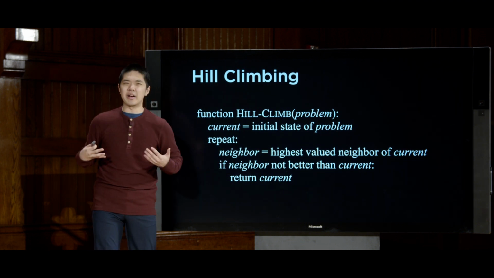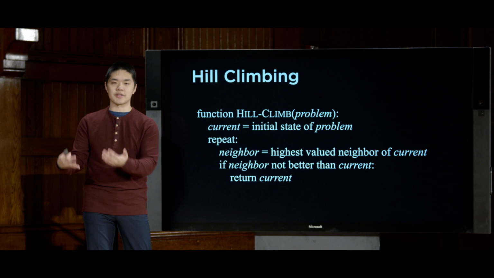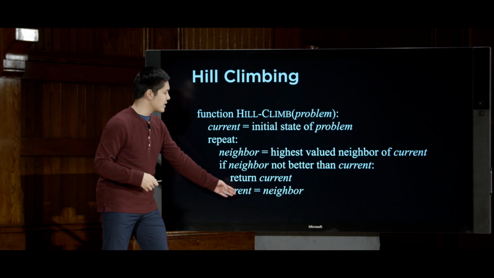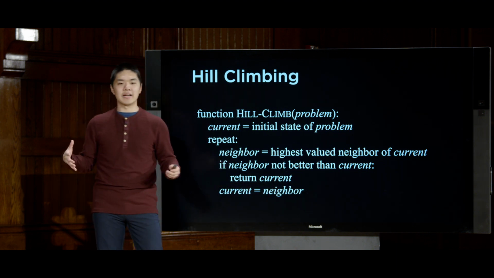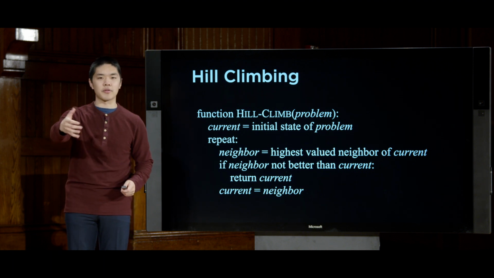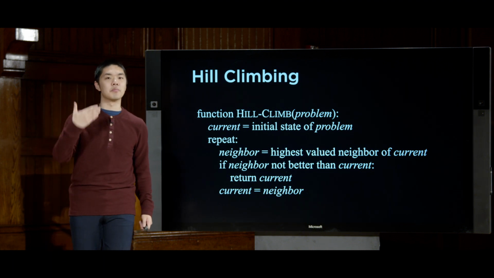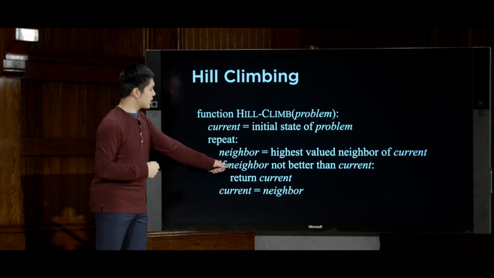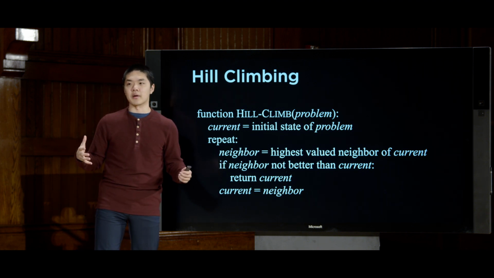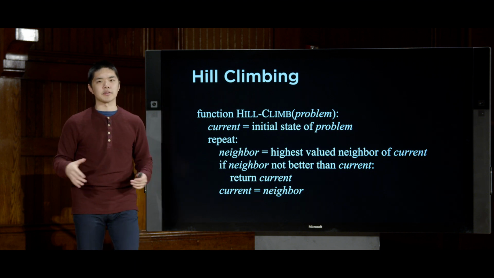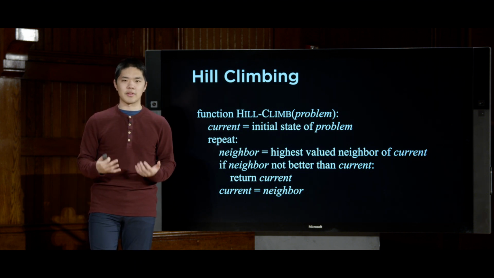But otherwise, if the neighbor is better, then I may as well move to that neighbor. So you might imagine setting current equal to neighbor, where the general idea is if I'm at a current state and I see a neighbor that is better than me, then I'll go ahead and move there. And then I'll repeat the process, continually moving to a better neighbor until I reach a point at which none of my neighbors are better than I am. And at that point, we'd say the algorithm can just terminate there.